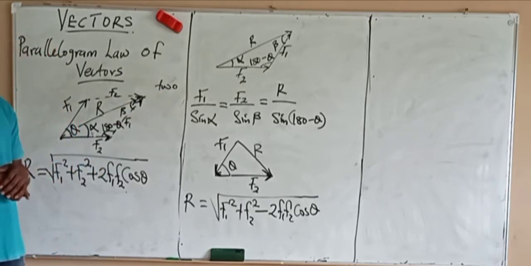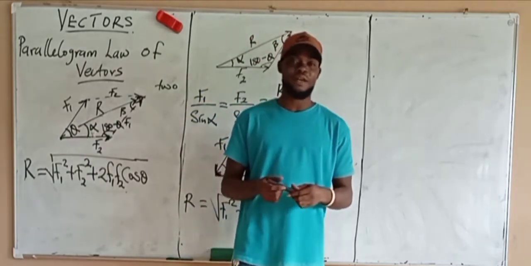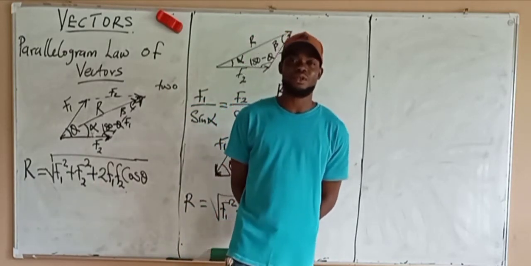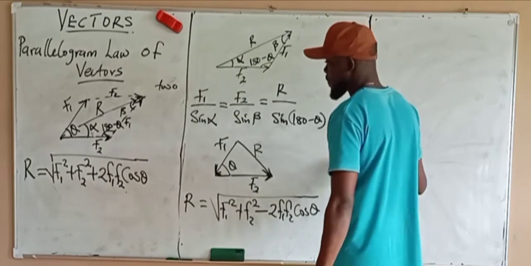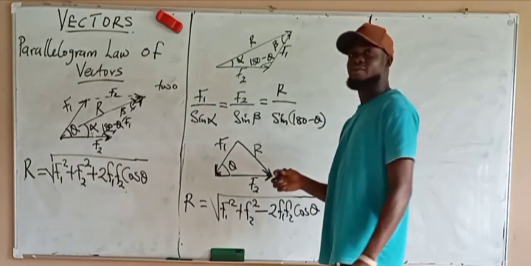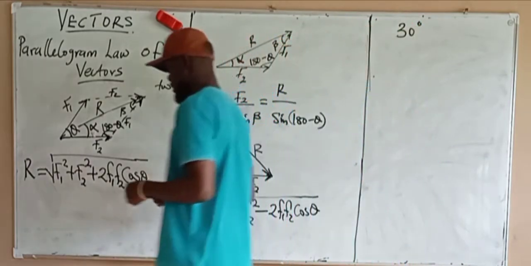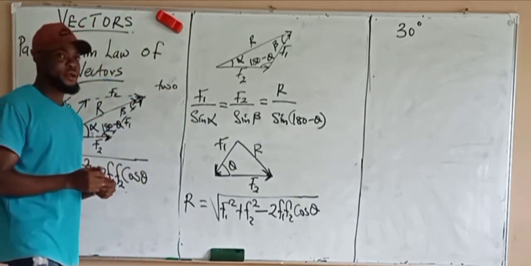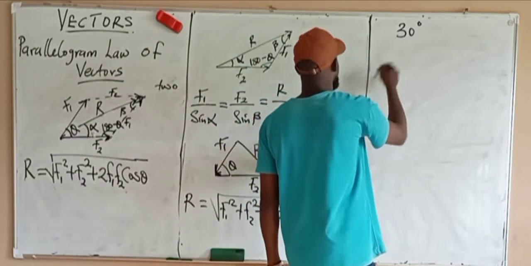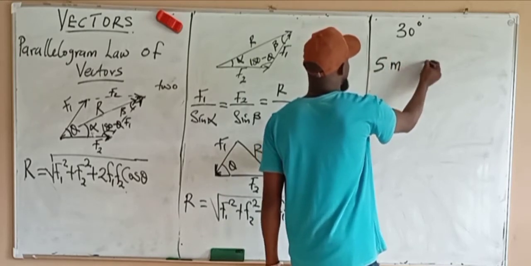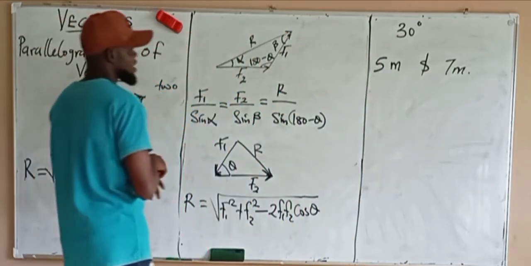So please, let's try this question. Obtain the resultant of two vectors acting away from a point and inclined at an angle of 30 degrees with each other, if their magnitudes are 5 meters and 7 meters respectively.